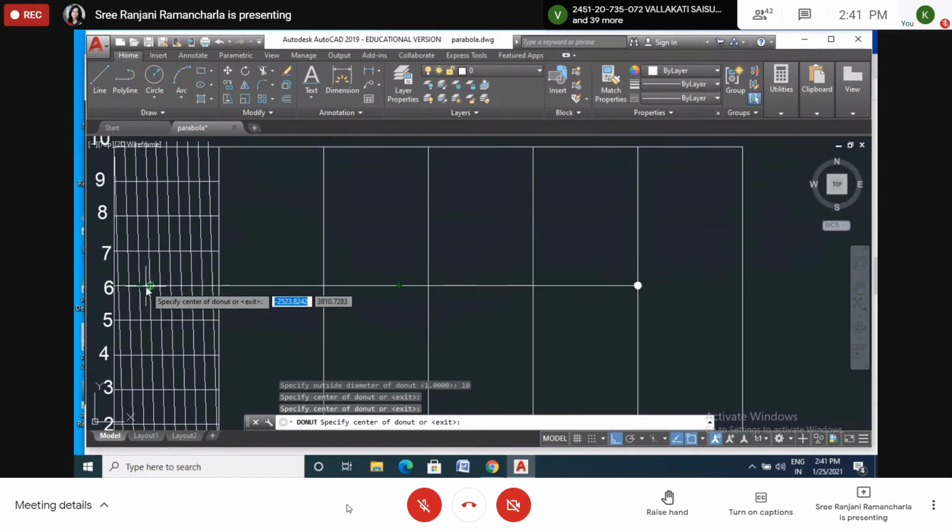From where we started, from here to here, this is the midpoint, right? Again I will explain you. So here I want to keep a donut. Is this the correct position? Yes, anyone? Is this a correct position?